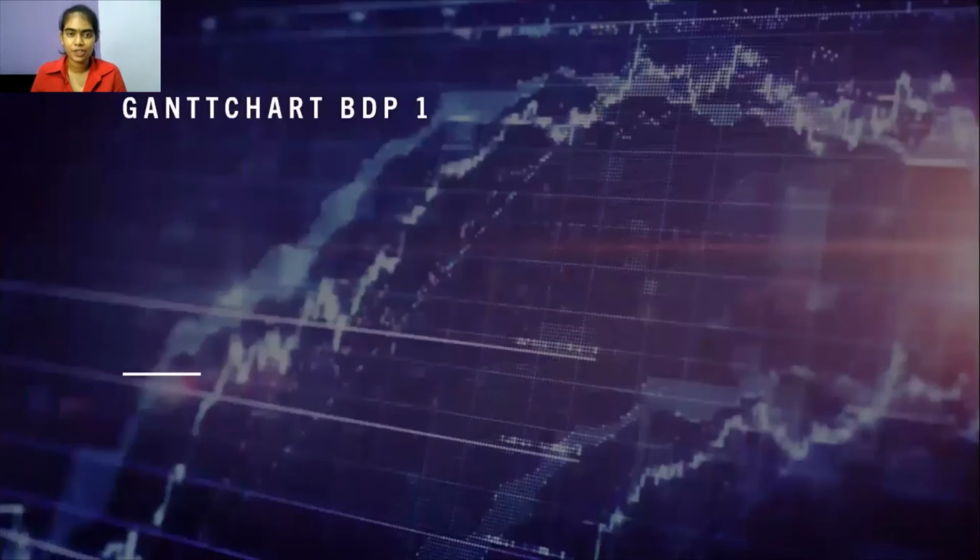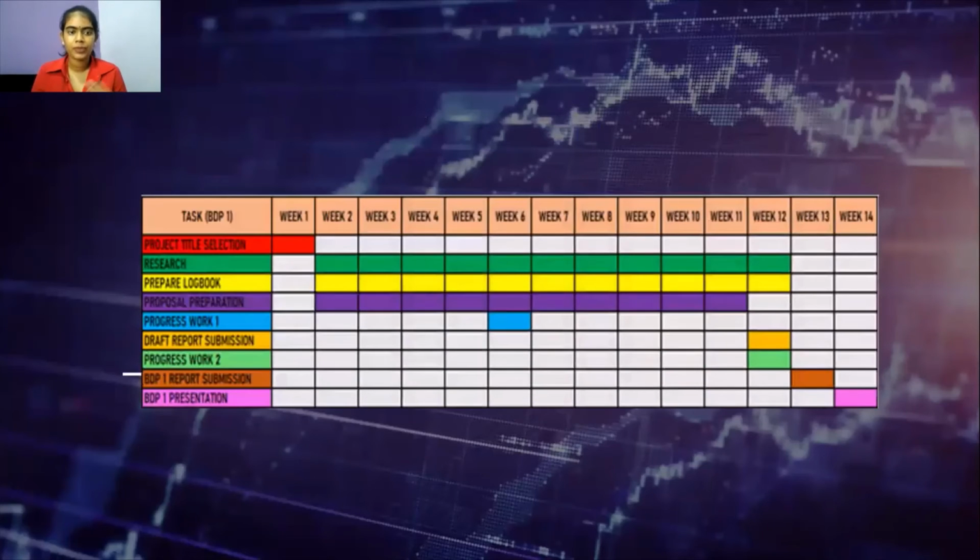Let's look at the Gantt chart of BDP1, which is for the current semester. Project title selection, which will be done and registered by the supervisor. And then the research goes on until the ending. Research is very important for the literature review. And then to prepare the logbook, proposal preparation, progress work, and finally ends up with the presentation.